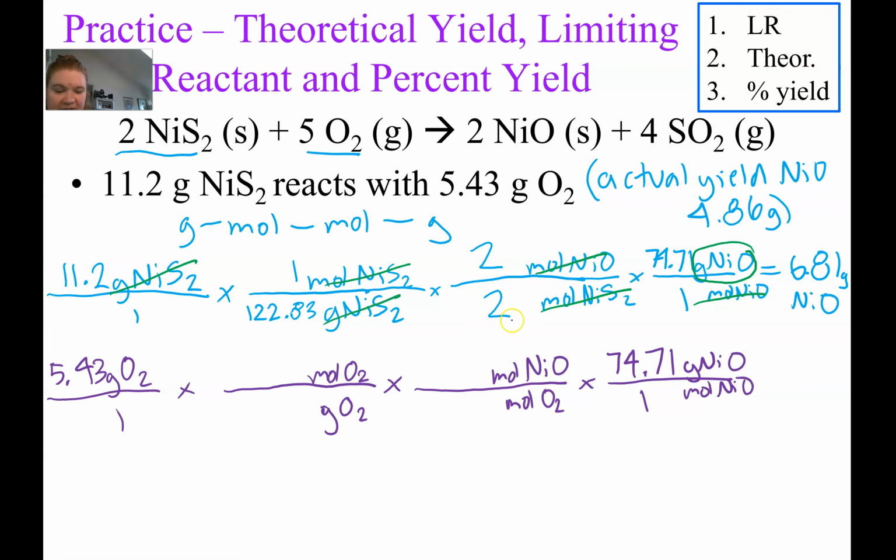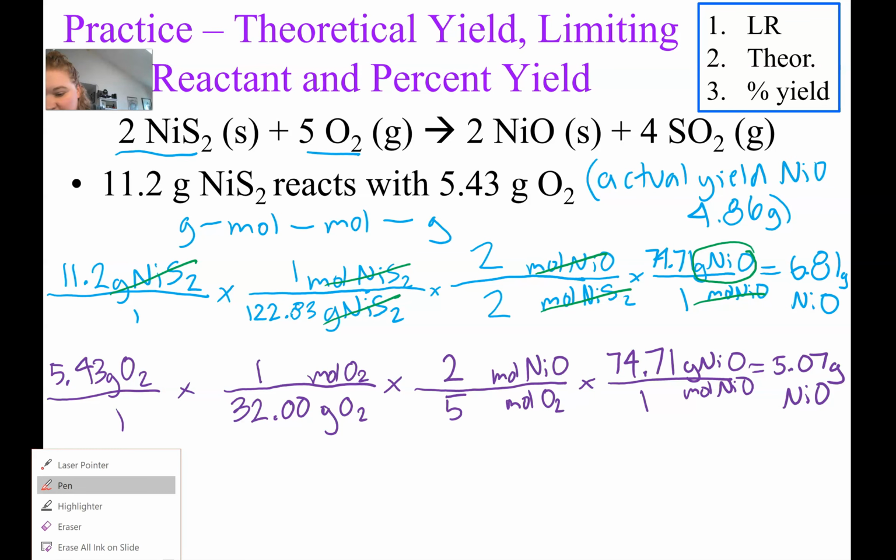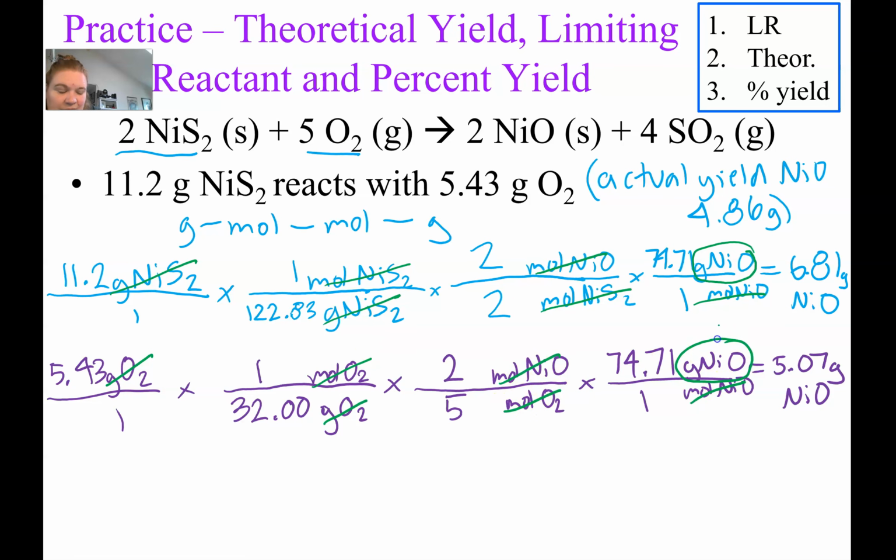I know the mole ratio because the equation's balanced, so there's 5 moles of oxygen for every 2 moles of nickel oxide. And then I need the molar mass of my oxygen. So again, I'm going to use my periodic table. I'm going to add up the mass of oxygen times 2. So for every 1 mole of oxygen, we're going to have 32.00 grams. So I put this in my calculator, and my calculator tells me 5.07 grams of nickel oxide. And we can go back and double check our units canceling, those grams of oxygen, moles of nickel oxide, and we're left with those grams.